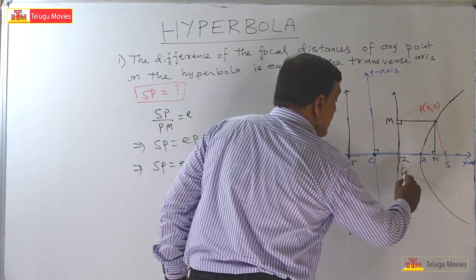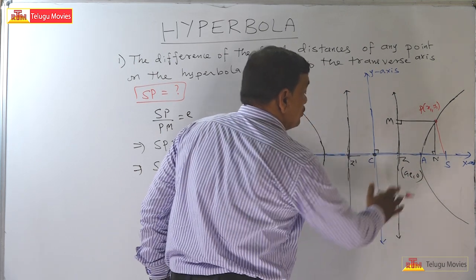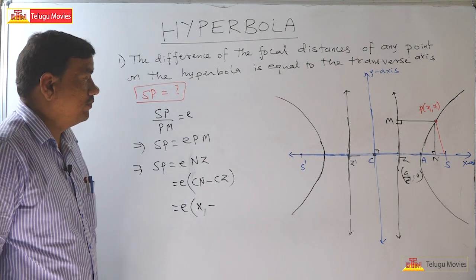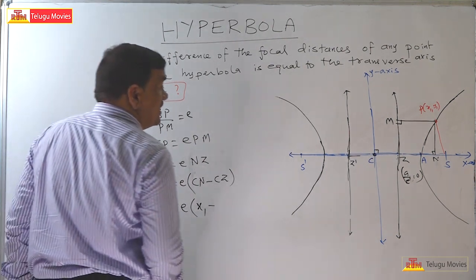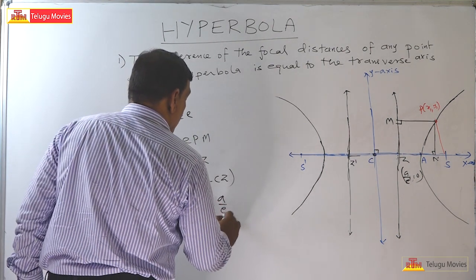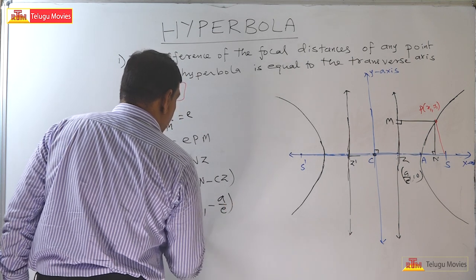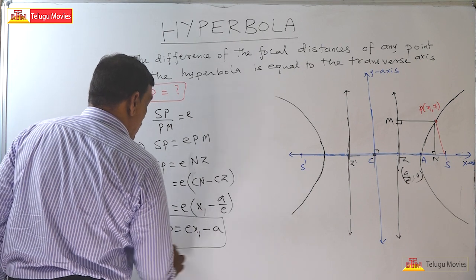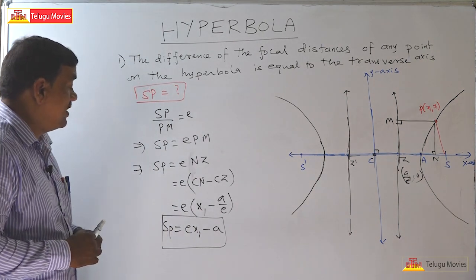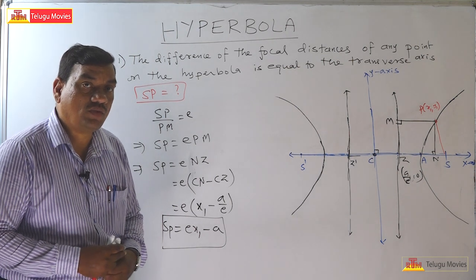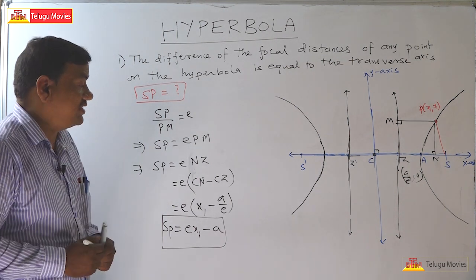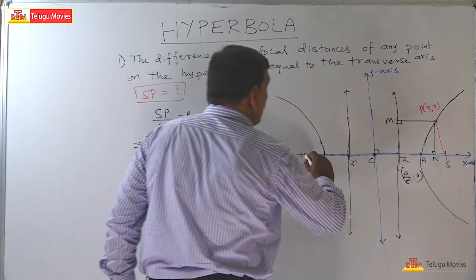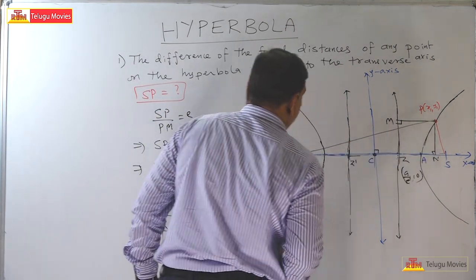So, therefore, Z point we know that A by E comma 0. Therefore, Cz is nothing but A by E. Okay? So, multiply inside: Ex1 minus A. This is the focal distance, Ex1 minus A. Okay, now this is one focal distance.